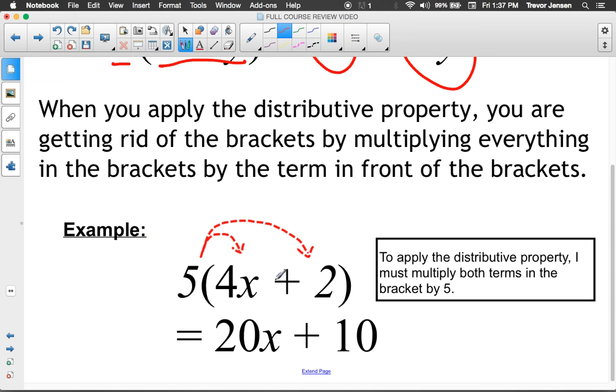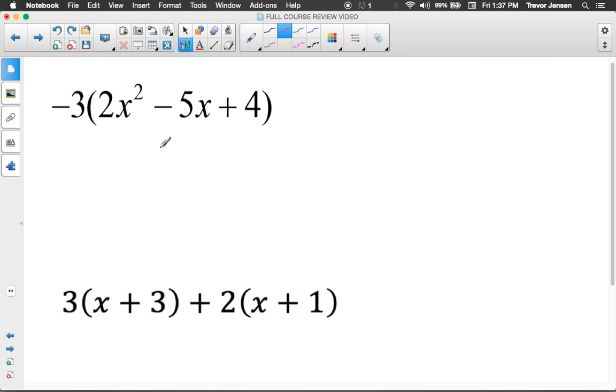So for example, if I have 5 times 4x plus 2, I need to multiply the 4x and the 2, both of them, by the 5 that's out front. So 5 times 4x is 20x, 5 times 2 is positive 10. There's my solution. Those can't be collected together because they're not like terms. So let's practice distributive property.